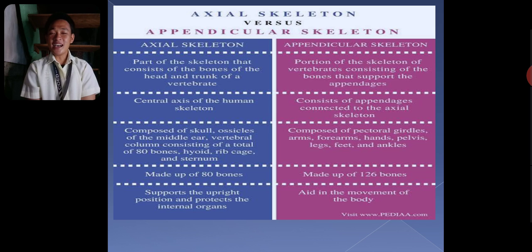So axial skeleton supports the upright position and protects the internal organs versus sa appendicular skeleton aid in the movement of the body. The appendicular skeleton includes all bones that form the upper and lower limbs in the shoulder and pelvis or pelvic girdles. The axial skeleton includes all the bones along the body long axis.